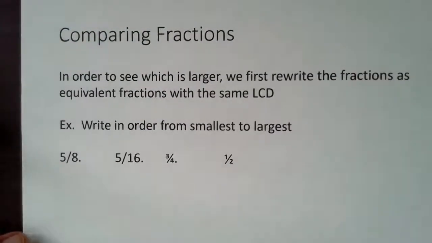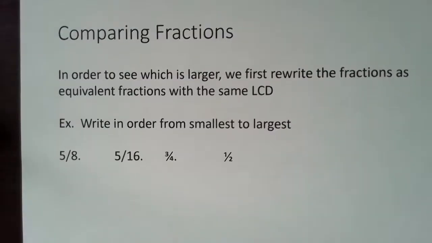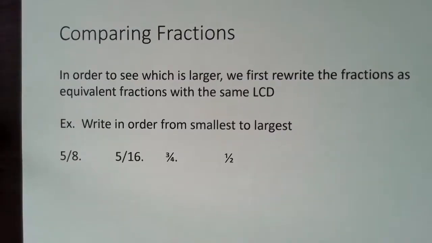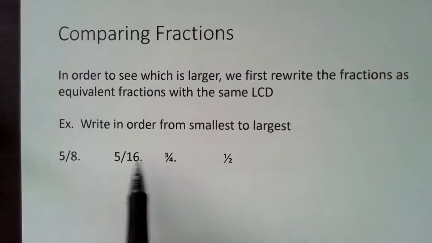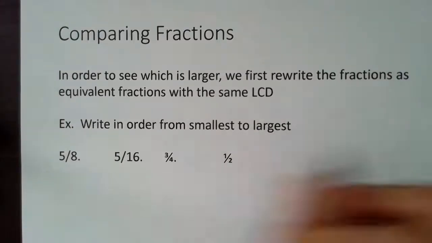Okay, and then let's go ahead and compare fractions. So in order to see which is larger, let's rewrite the fractions as equivalent fractions with the same LCD. Okay, so let's say we wanted to write from smallest to largest, and we have 5/8, 5/16, 3/4, and 1/2. So actually, I believe that 16 is the least common denominator for all of these, right? Because 4 divides it, 2 divides it, 8 divides it, and of course it divides itself. Okay, so let's rewrite this.